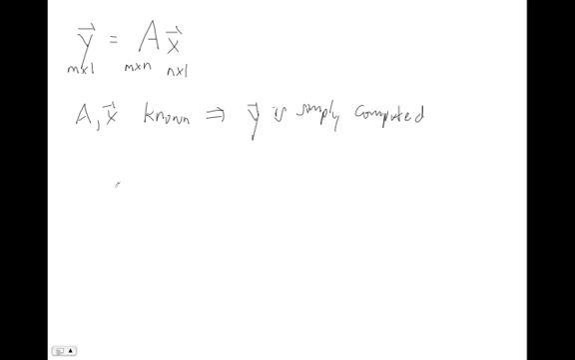The thing that's going to be interesting to us in this video is this case where A and y are known. And then what we want to know in this case is, is there a solution for x? And is the solution unique?